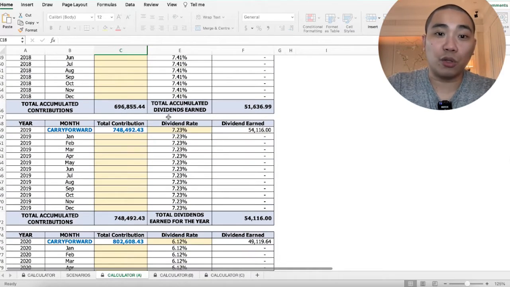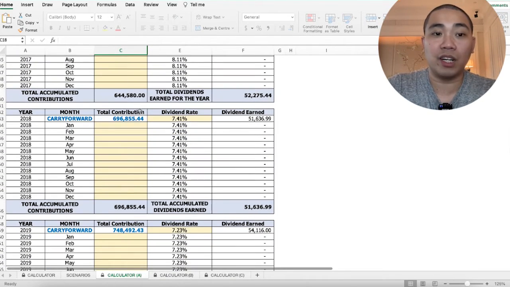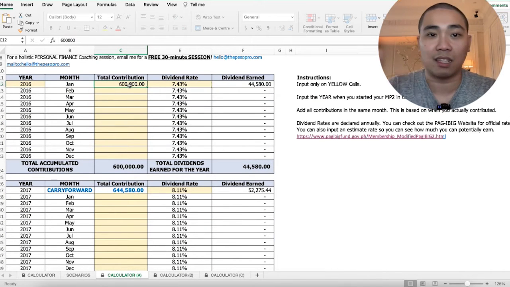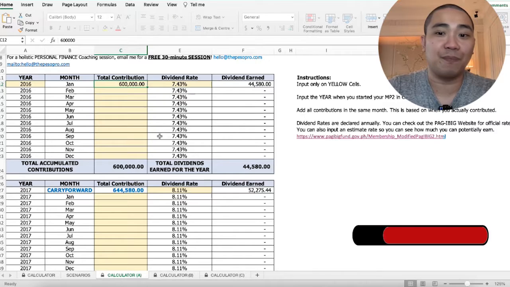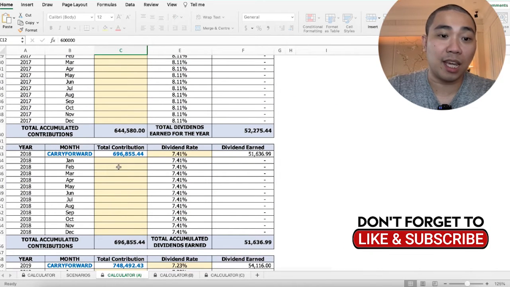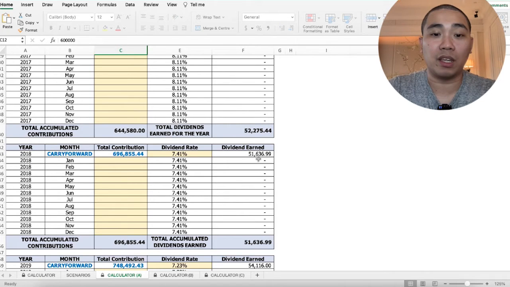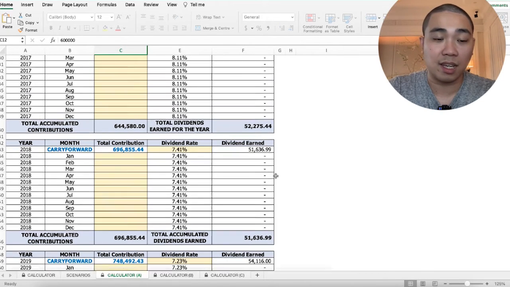Then, third year, tuloy-tuloy lang. Since in this scenario, we're not actually adding anything. Yung unang 600 is, that's it. Wala na tayong dinagdag sa kanya. Here, tuloy-tuloy lang, it will carry forward 696. That will earn 7.41 in 2018, 51,636.